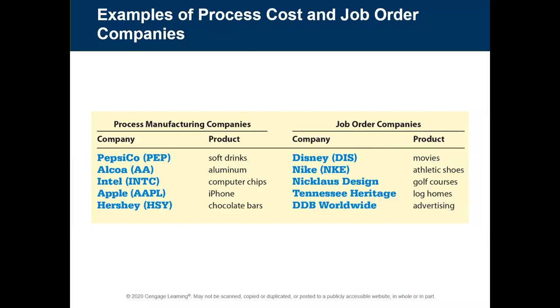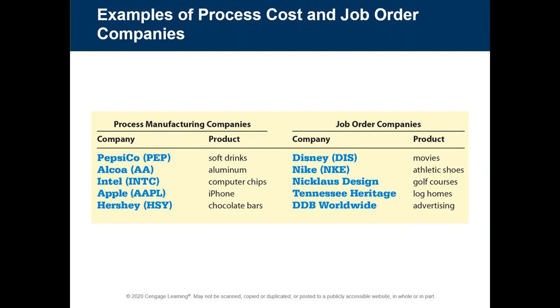So here are some examples. Like I said, in the first chapter we looked at job order costing. So businesses like Disney and Nike do jobs. It's interesting. I would assume Nike did a process because I figure they made so many, but I guess they make them in jobs by certain types of shoes.